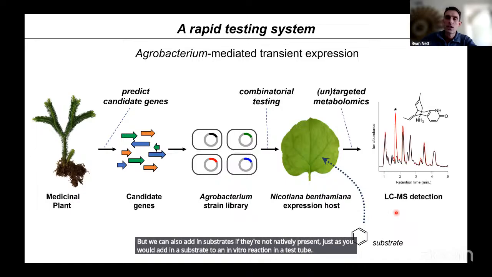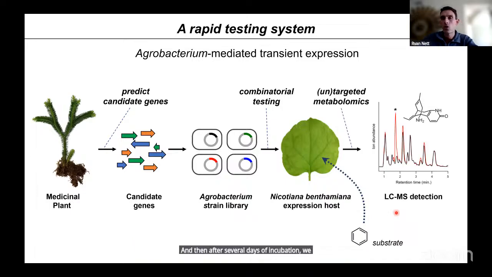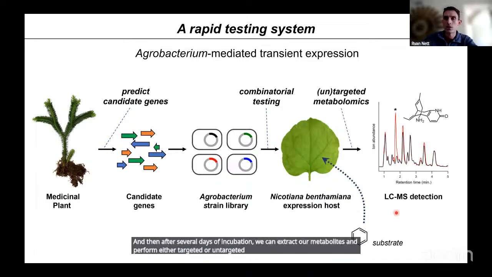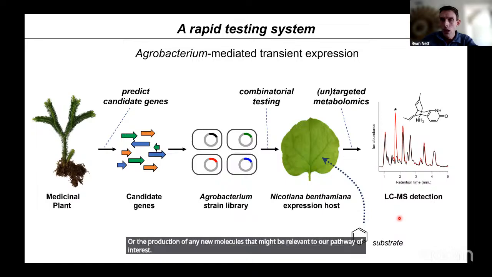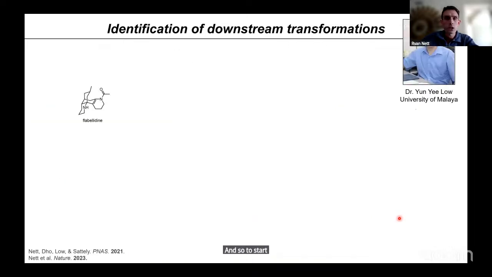And then after several days of incubation, we can extract our metabolites and perform either targeted or untargeted metabolomics to look for consumption of substrate or the production of any new molecules that might be relevant to our pathway of interest. And so to start, one place we could begin was to focus on the downstream part of the pathway.